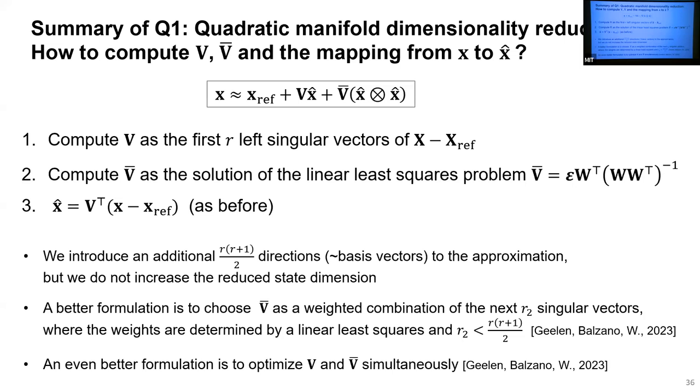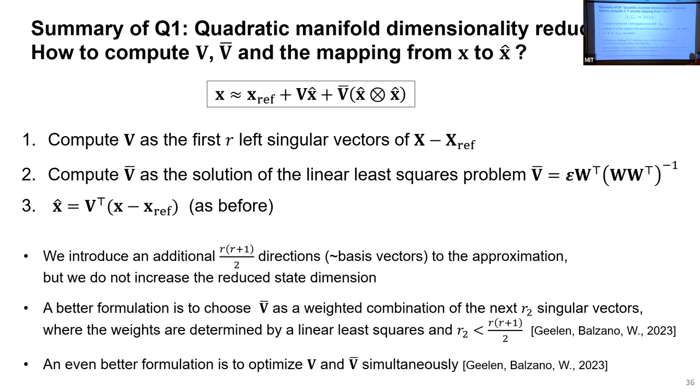It turns out a better formulation is not to do what I just told you, but instead to take the next Q singular vectors after the first r, and then optimize for the weights on those singular vectors. The analysis looks fairly similar. You still get orthogonality, but it's actually a more compact representation. You can see that in that example, because I ended up with three V bars and I really only needed one. So by formulating it this way, it gets a little more compact.